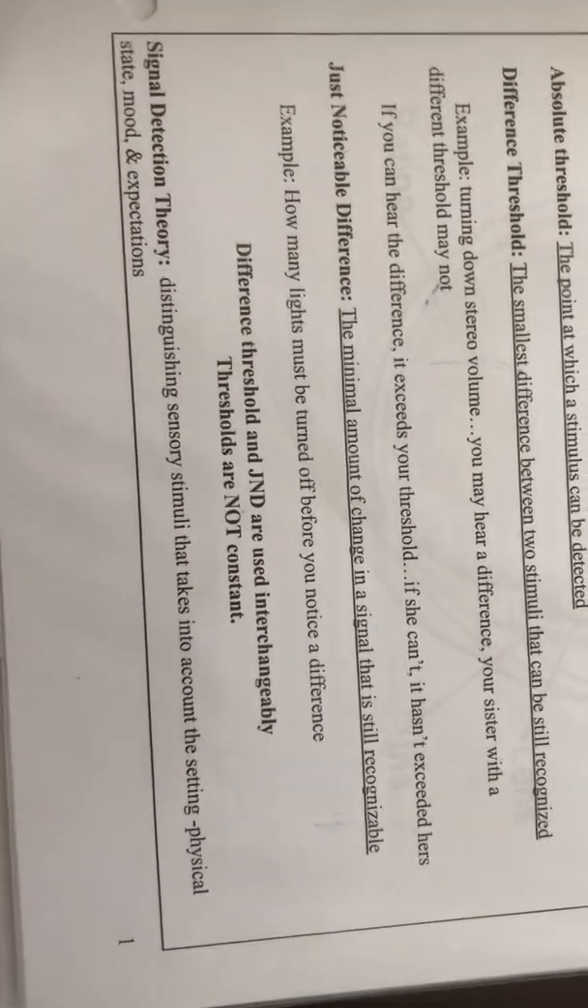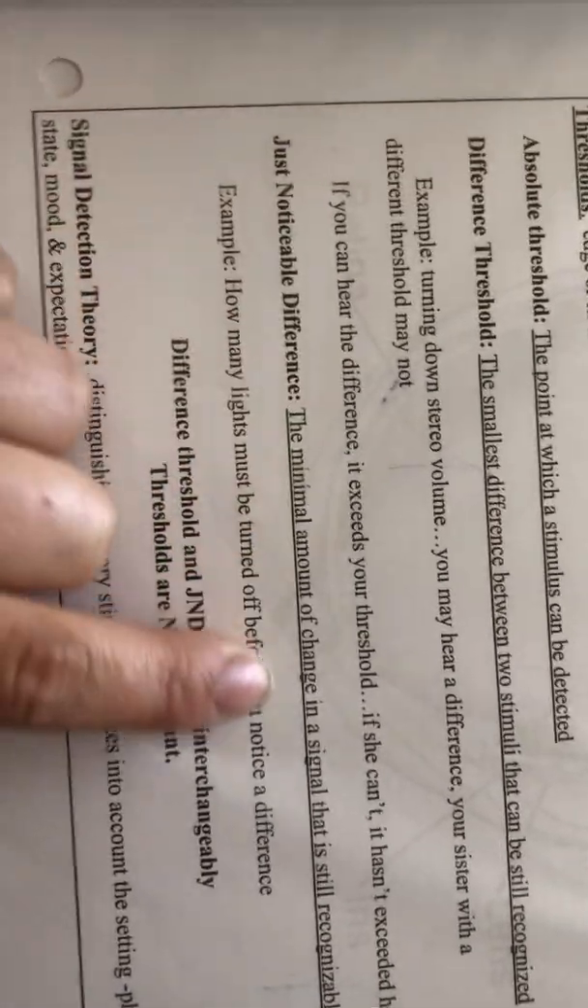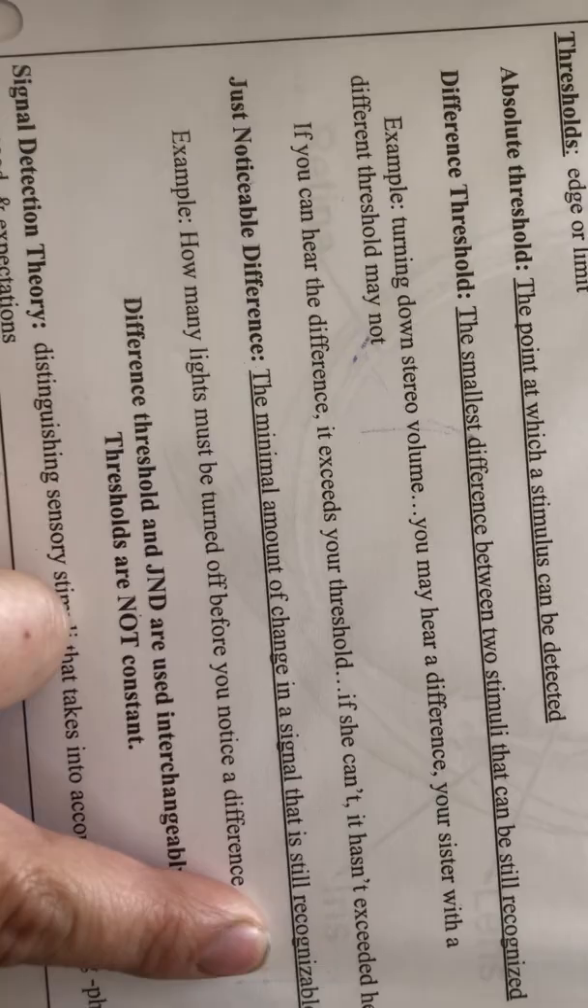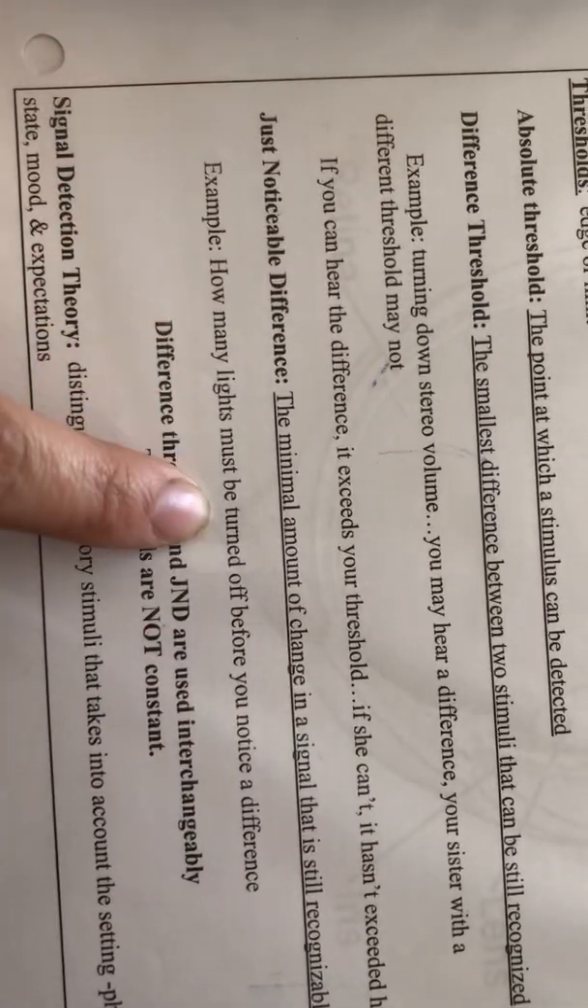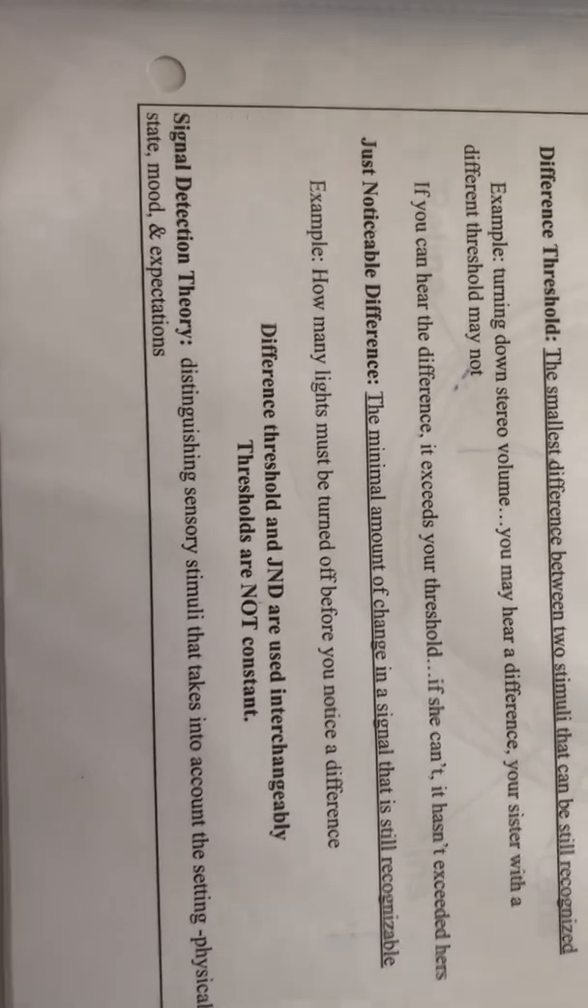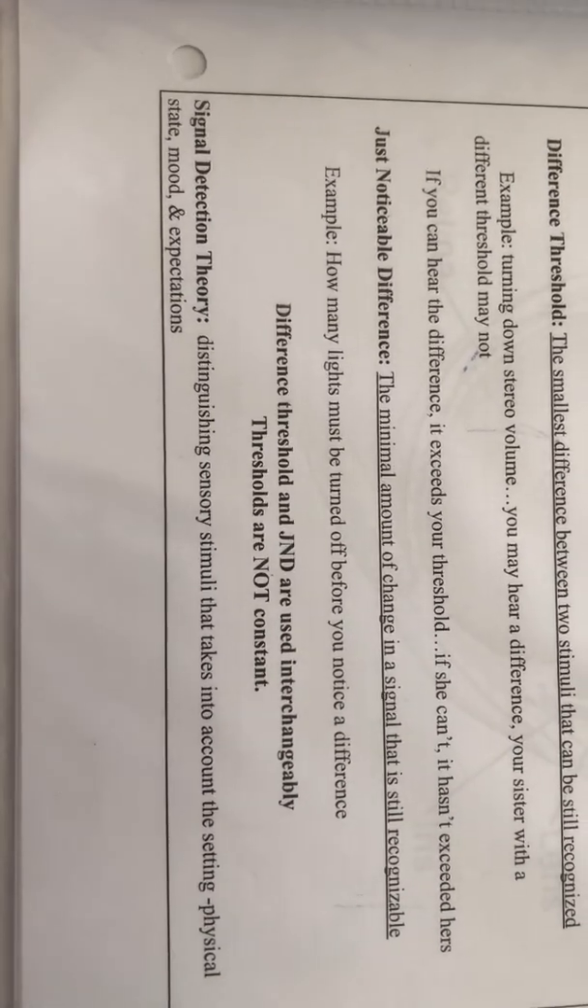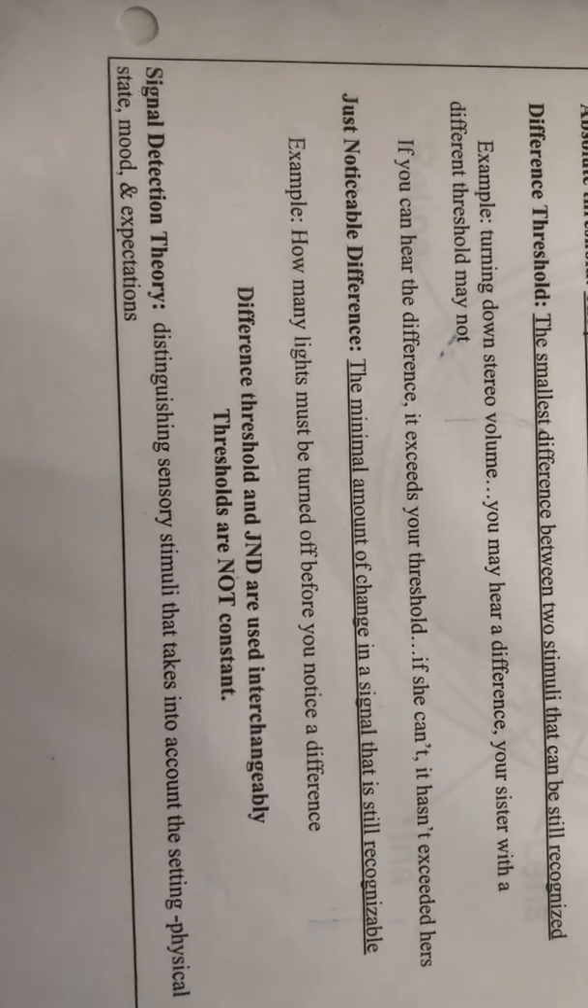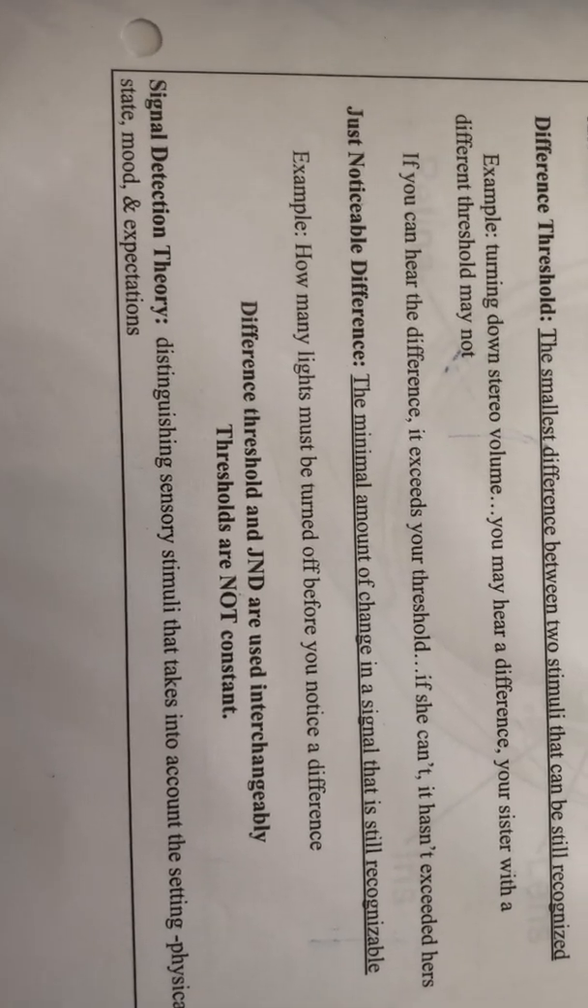Two last things we have on here. We have a just noticeable difference. That is the minimum amount of change in a signal that is still recognizable. An example is how many lights must be turned off before you notice the difference. If you have a bunch of different lights in your house and you turn one off, you may not notice, but if you turn off the one right above you, you may notice that. So that is your just noticeable difference.